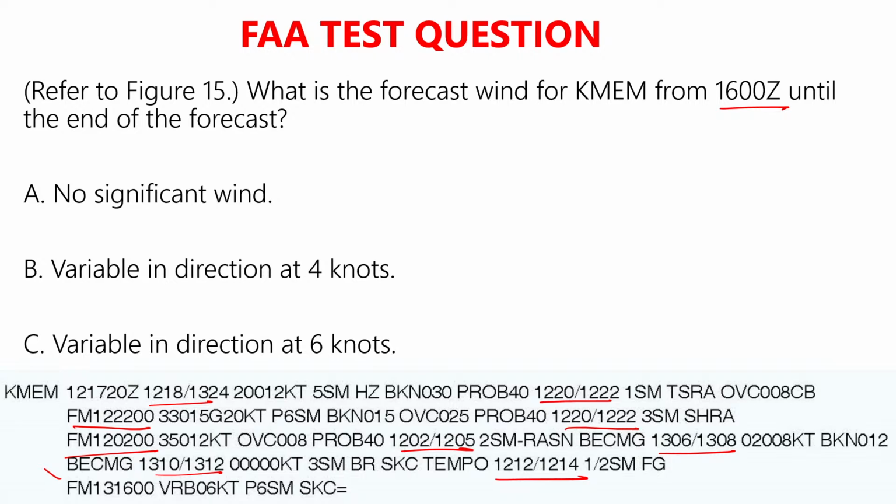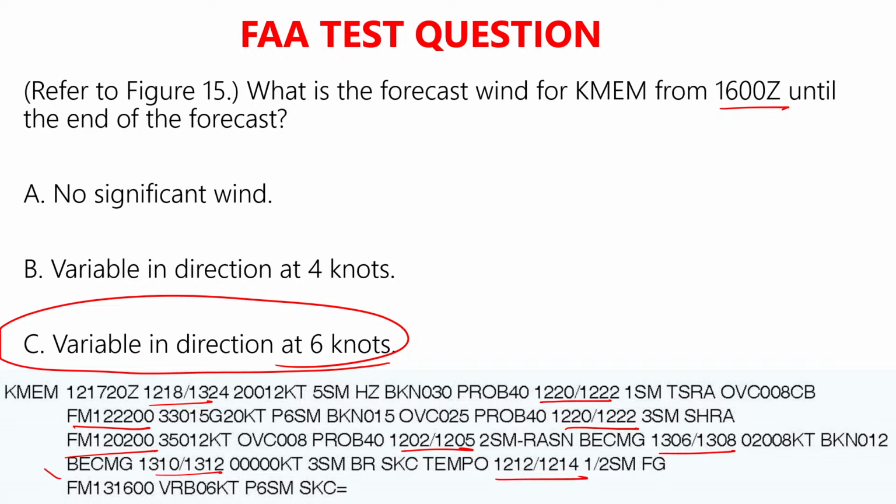It's basically the 13th day at 1600 Zulu. The wind is variable at 6 knots plus 6 SM. So the P is just greater than 6 statute miles of visibility, sky clear. So when we're looking at that, the correct answer here is actually going to be C. It's variable in direction at 6 knots.